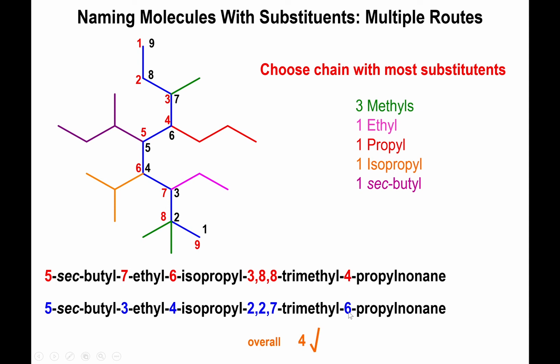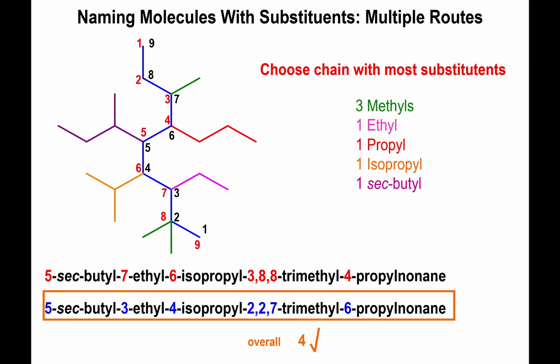4 goes up to 6, so that's no good. So we have 1 bad and we have 5 goods. The overall is 4 goods when we go from the red scheme to the blue scheme. Therefore, the blue scheme is the proper naming for the molecule.